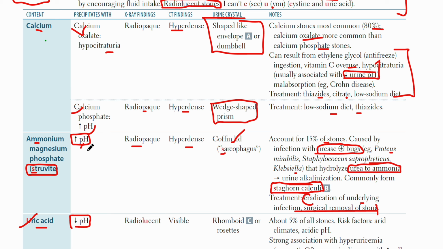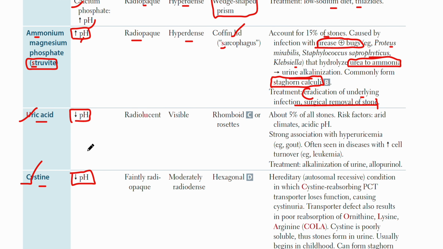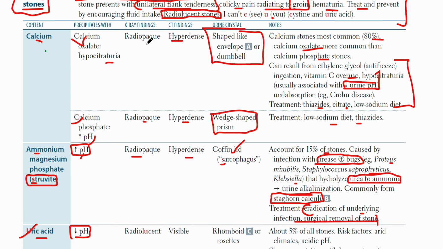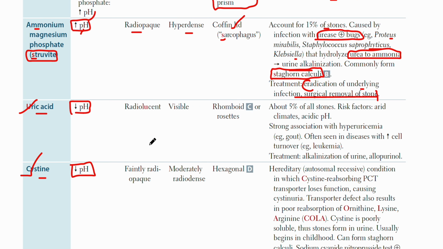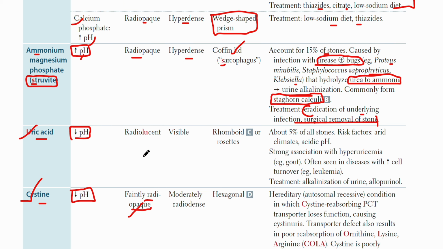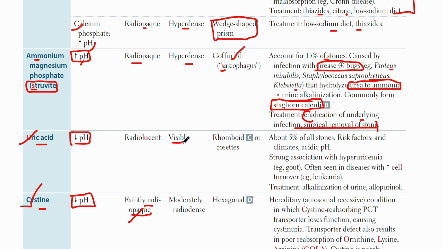So wherever there is phosphate, it's increased pH, and uric acid and cysteine, they are decreased pH. What is more common here? They both are radiolucent. They are faintly radio-opaque, but we can say they are radiolucent. And it is visible in CT, moderately radio-dense.